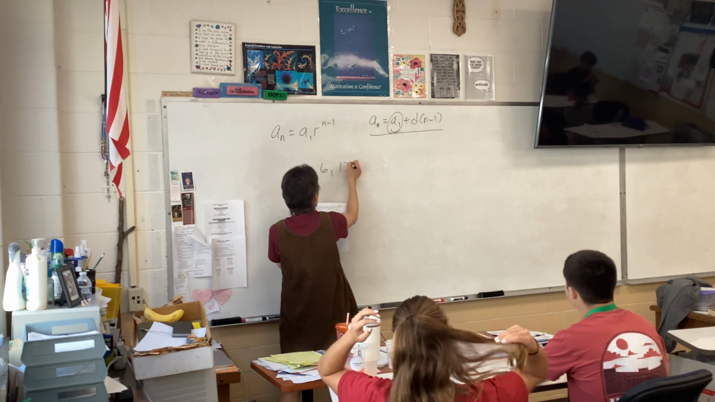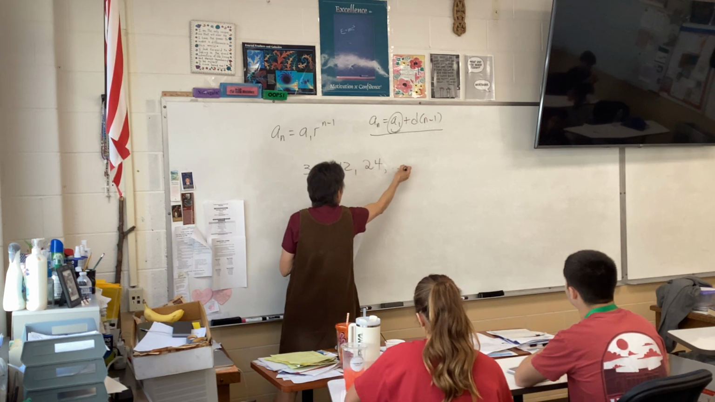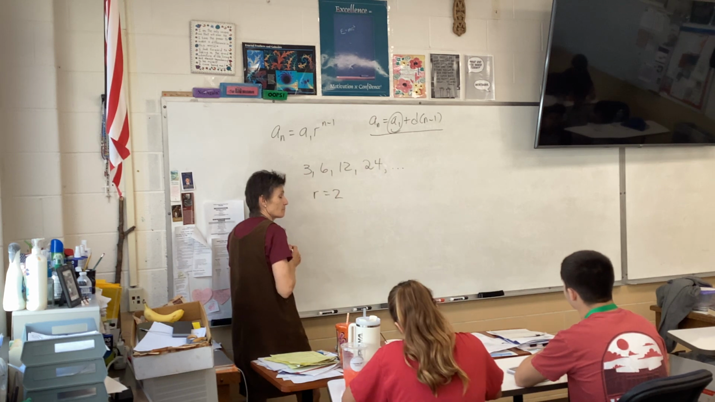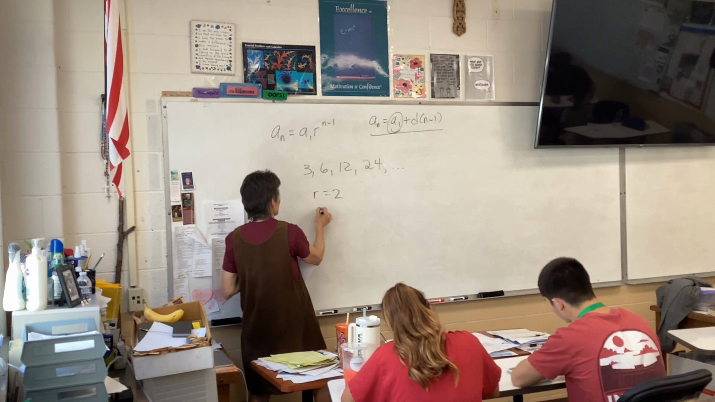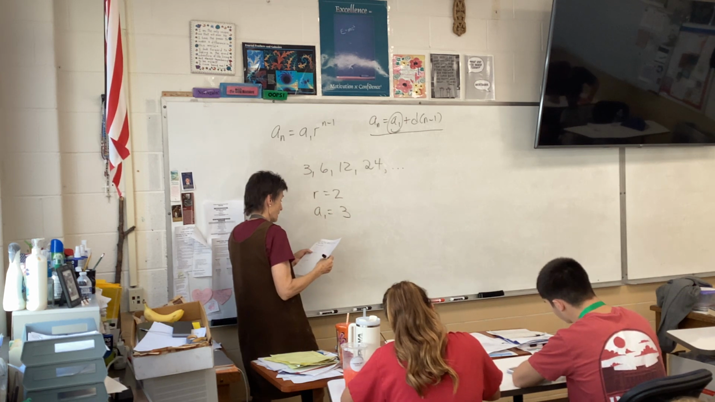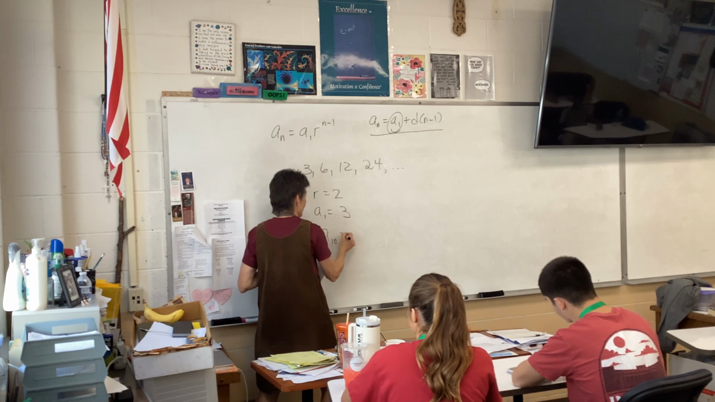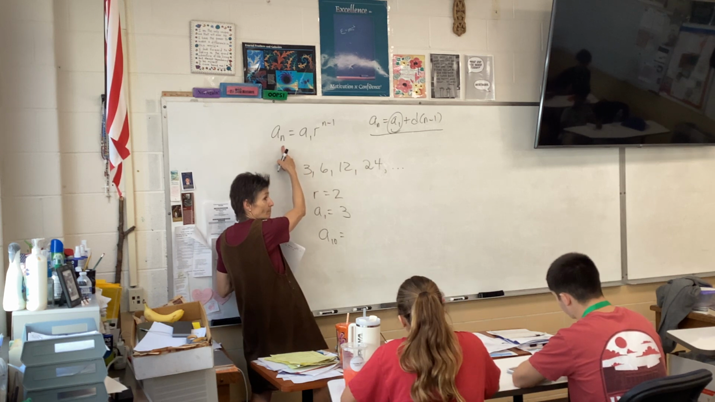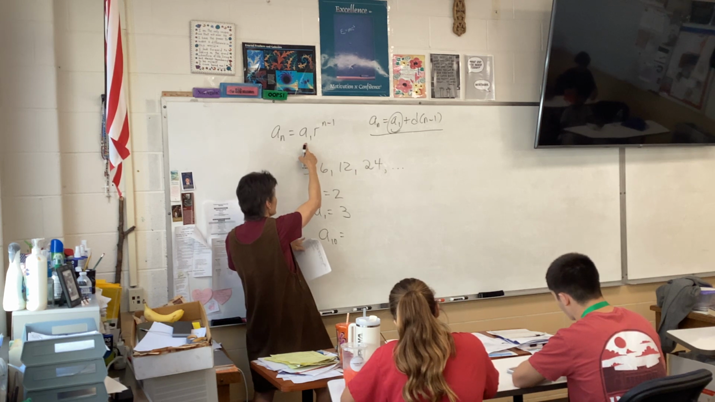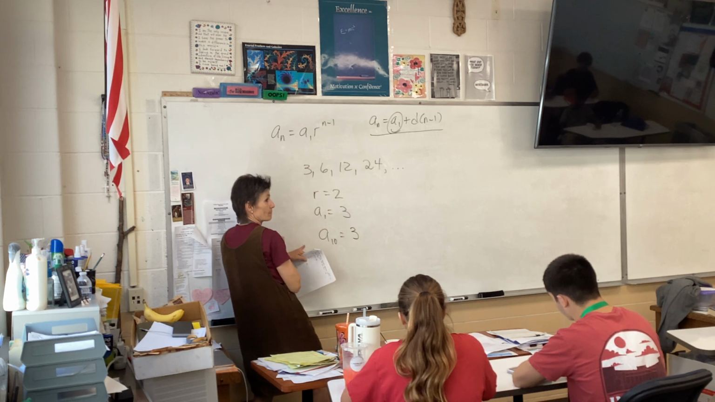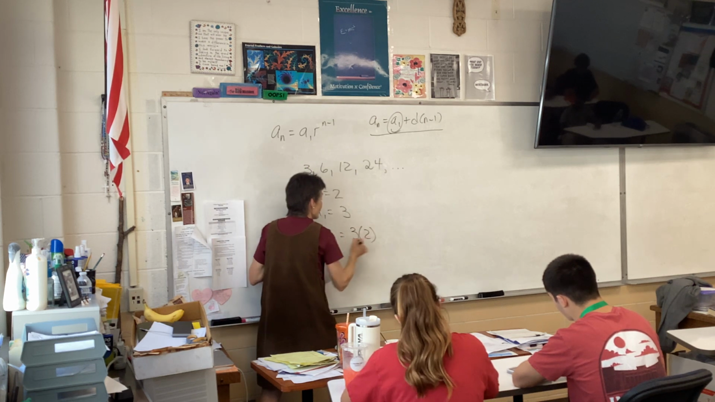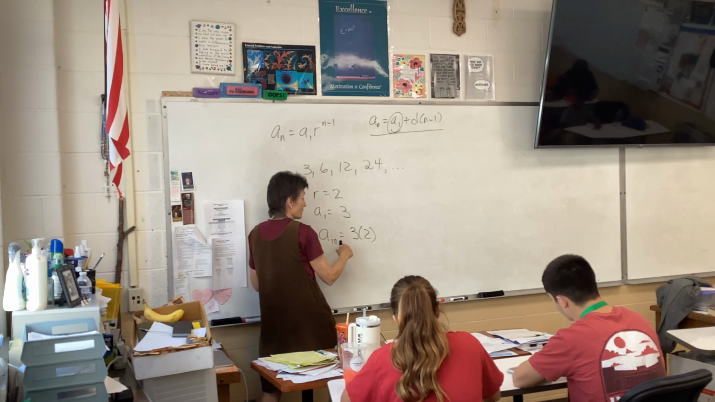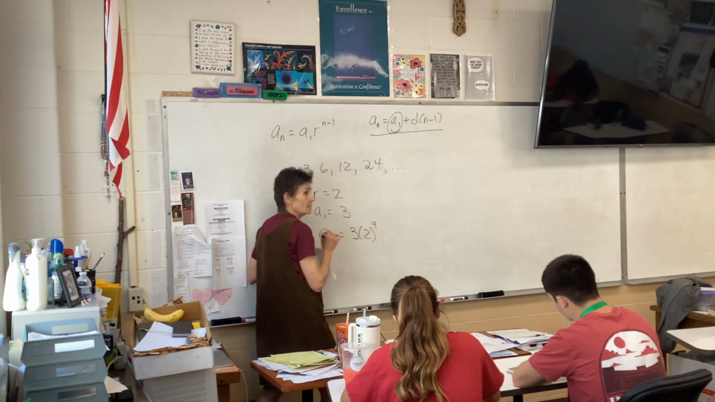So look at your sequence. What is your ratio? What are you multiplying by? 2, so r is 2. What is your first term? 3. What is the 10th term going to be? Well, use your formula. The 10th term will be the first term times the common ratio to what power, if I'm finding the 10th term? Nope, it won't be to the 10th, it'll be to the 9th.